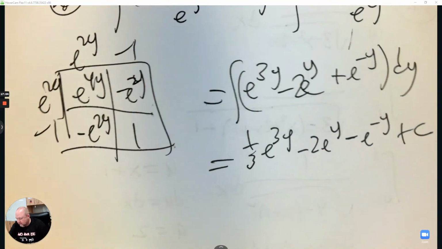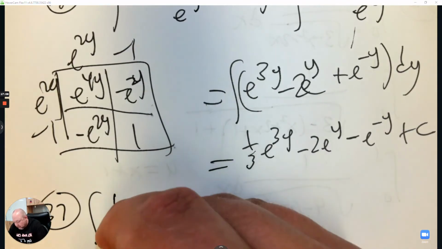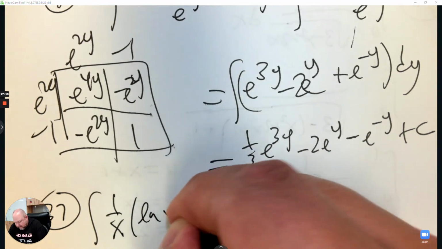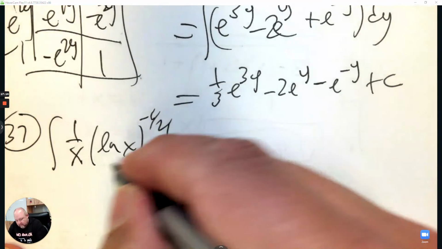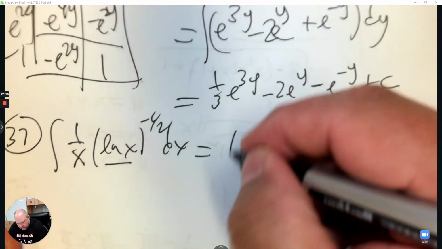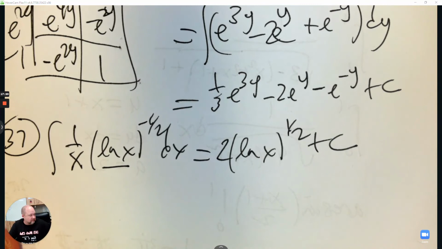Perfect. 37. Almost there. For 37, I'm going to write it as 1 over x, and then ln x to the negative 1/2. The hook is there. So it's just ln x, add 1, and then the reciprocal plus c. 38.